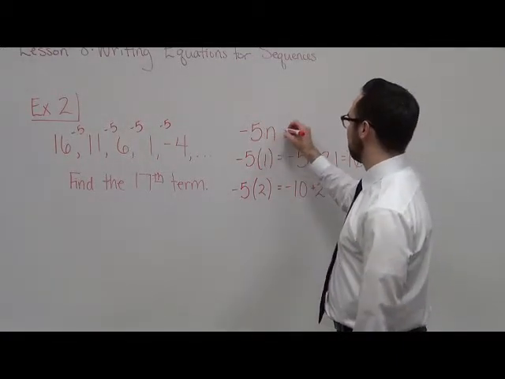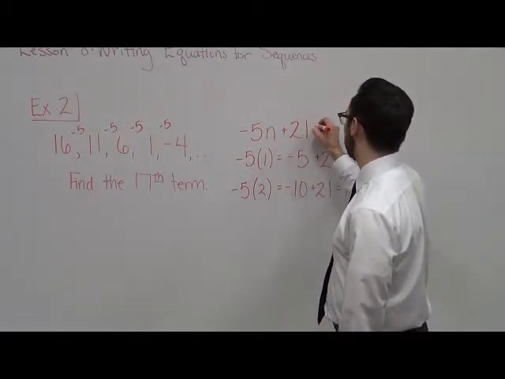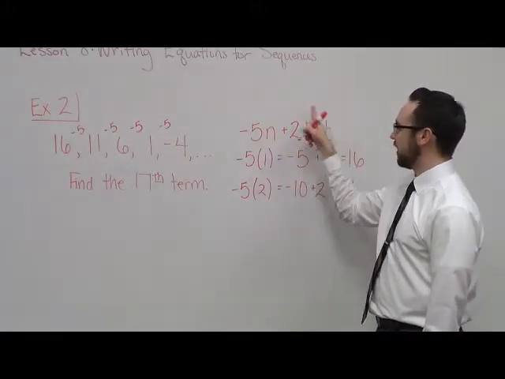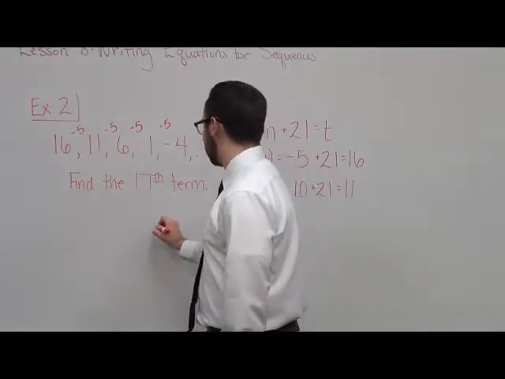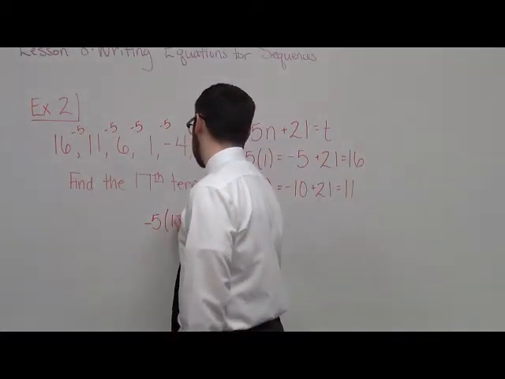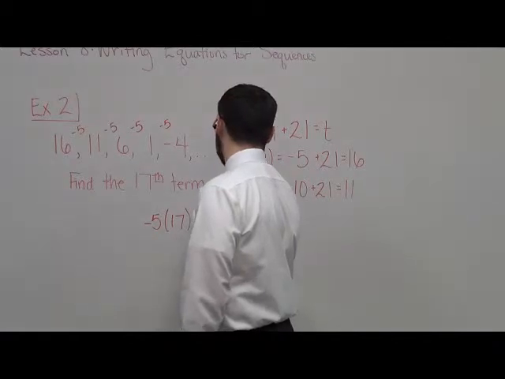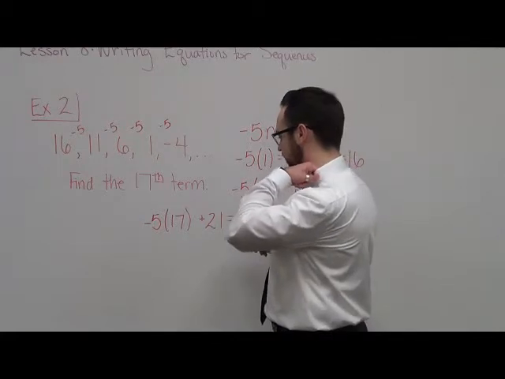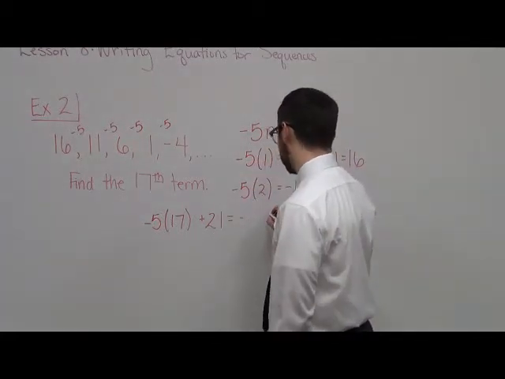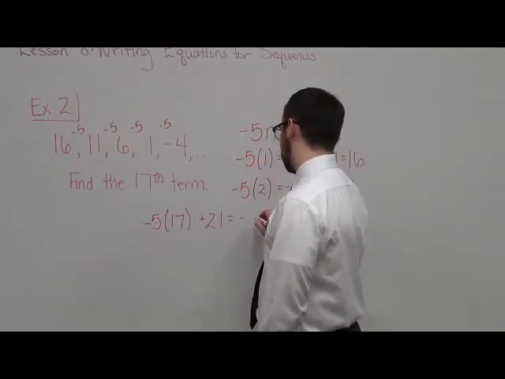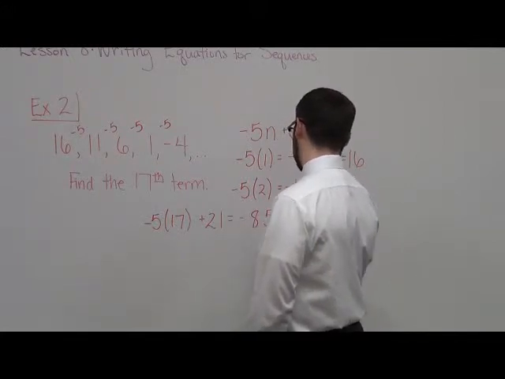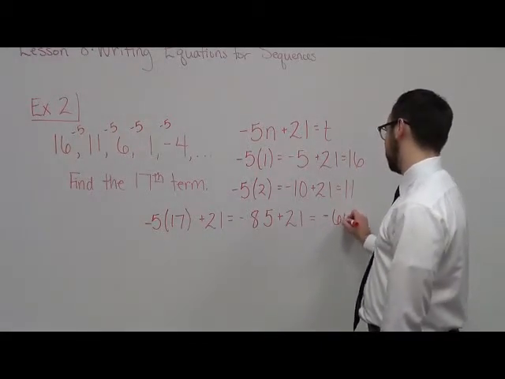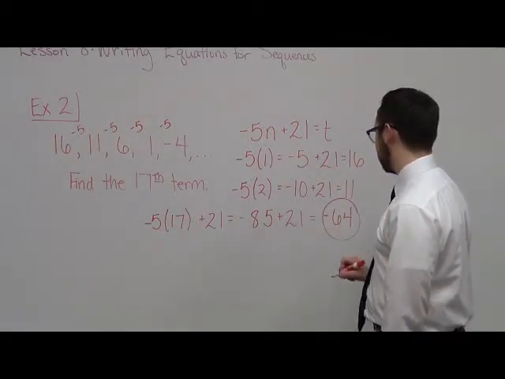So my equation is going to be -5n plus 21 is equal to t. This is going to help me find my term. So then I say -5 times 17 plus 21. -5 times 17 is going to give me -85, plus 21 will end up giving us -64. And that's our 17th term.